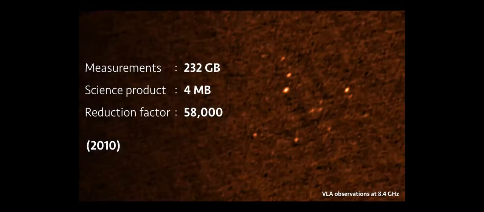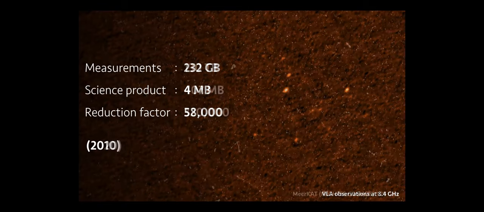So to give you some real world examples, this is an observation that I worked on about a decade ago. So this is from the VLA, which I was talking about a minute ago. The raw measurements here clocked in at about 232 gigabytes. And the final science product here was about 4 megabytes. So this is a reduction factor of about 58,000. So I basically copied this data to my computer and processed it bit by bit. And you know, in 2010, this was just about doable.